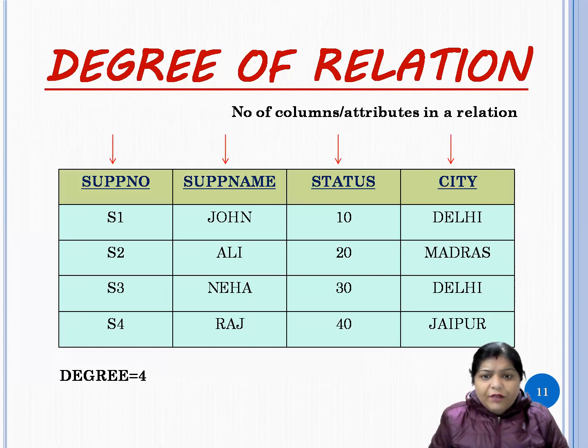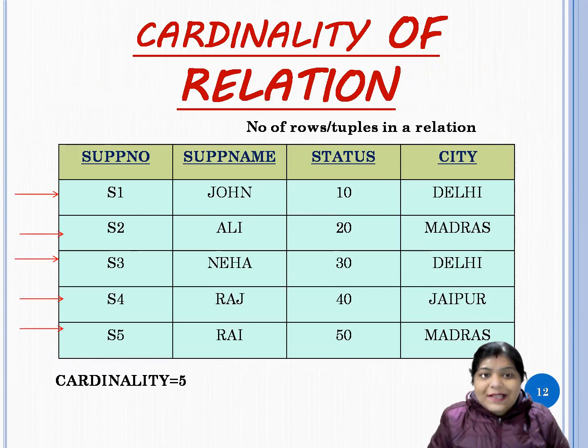Degree. Find out the degree of a relation. So they will give you one table and you have to find out the degree. So degree is what? How many columns? Columns we have already covered. Columns, attributes, fields, means how many columns, attributes or fields are there in a table. That is the degree of the relation. So here how many? 1, 2, 3 and 4: supply number, supply name, status and city. So here what is the degree? Degree is 4. And in parallel, the thing is cardinality.